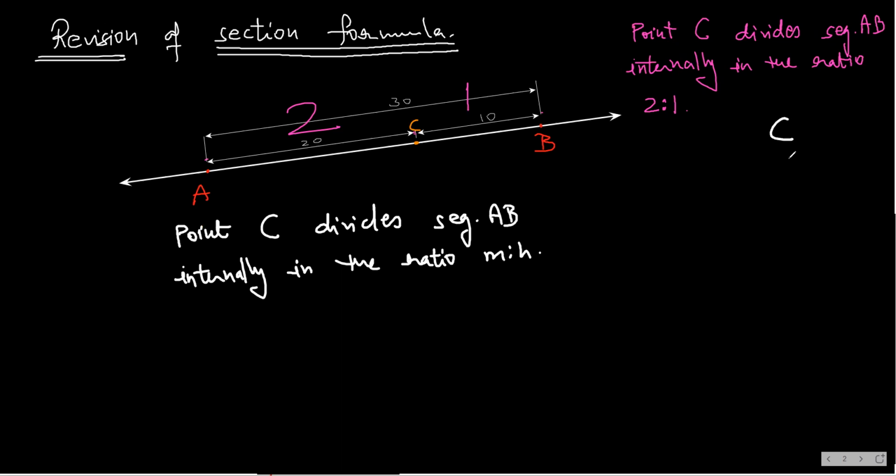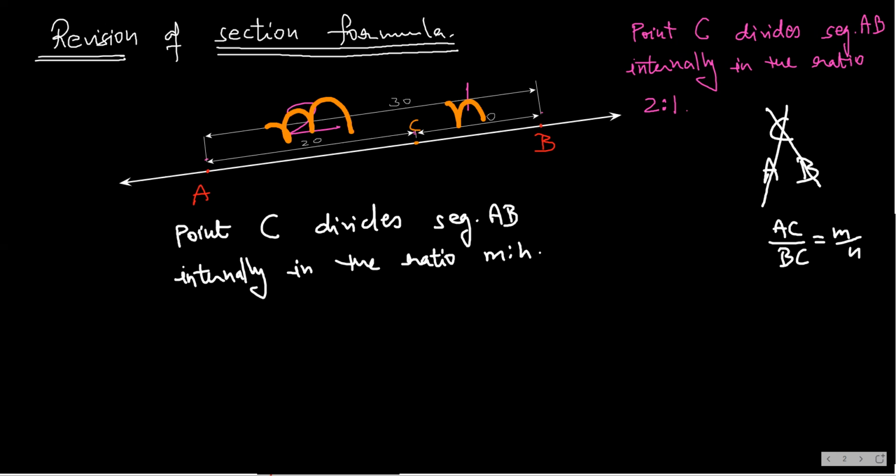I'm saying C is dividing AB. This is very important. Every time I'm showing it to you so that you understand. So AC upon BC is m upon n. If AC upon BC is m upon n, it means here I would write this is m, and this is n. You understand? AC upon BC is m upon n.